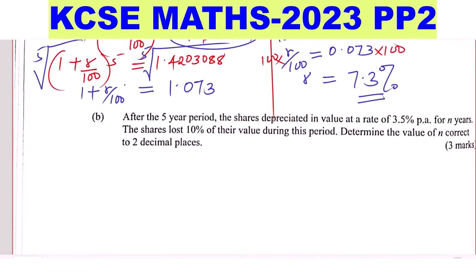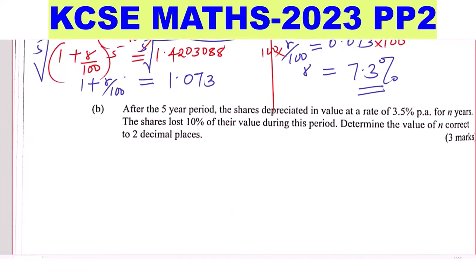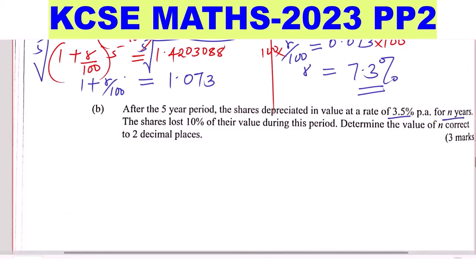Part B. After the 5-year period, the shares depreciated in value at the rate of 3.5% per annum for n years. The shares lost 10% of their value during this period. Determine the value of n correct to 2 decimal places.